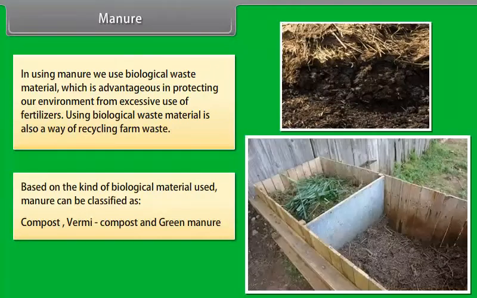Based on the kind of biological material used, manure can be classified as compost, vermicompost, and green manure.